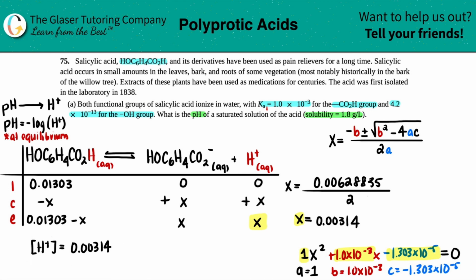So we're just going to take this answer and find the pH. So pH equals the negative log of that number, which is 0.00314. And we're finally going to get an answer for letter A. So negative log of 0.00314. We'll say 2.50. And that is your final answer. So it's pretty acidic. 2.5 is pretty acidic. All right. So this was letter A.